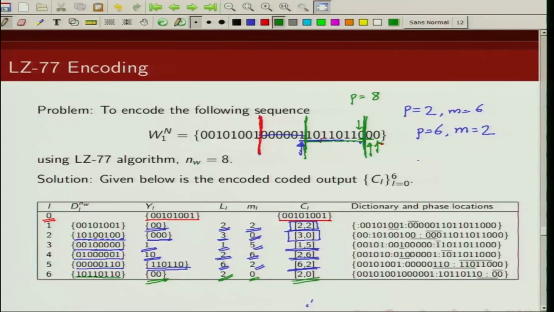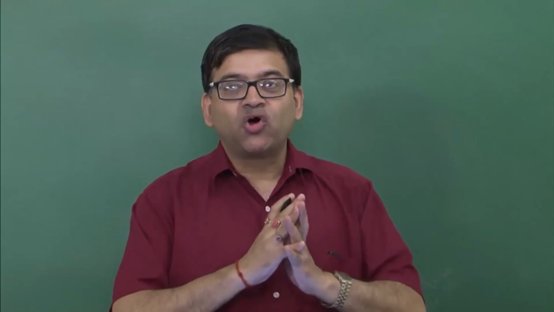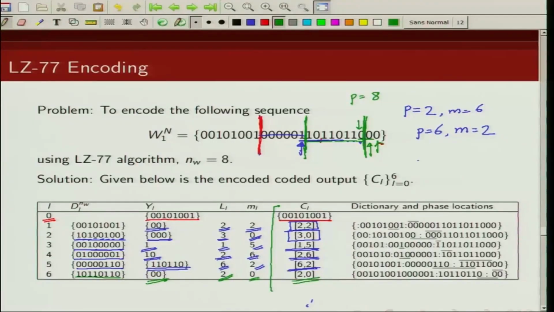Note that now we have encoded this whole string. So this list of code words is given by this. This is the code word corresponding to this string.